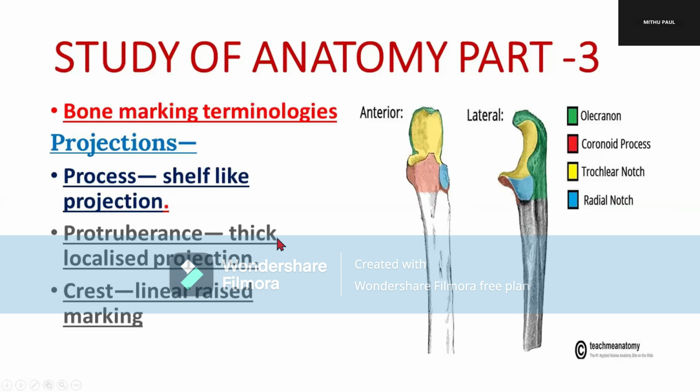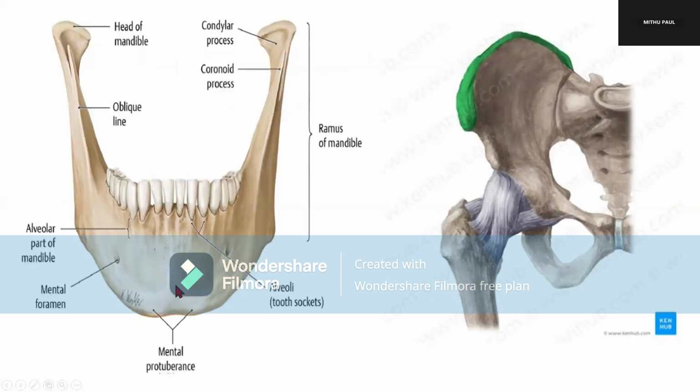Protuberances are thick localized projections on the surface of the bone, and crests are linear projections, linear having some length on the surface of the bones. See, this is the mandible, and on the anterior part of it there is a prominence. The mandible develops in two halves. The two halves meet anteriorly to form the prominence of your chin or the mentum. So that prominence is known as the mental prominence.